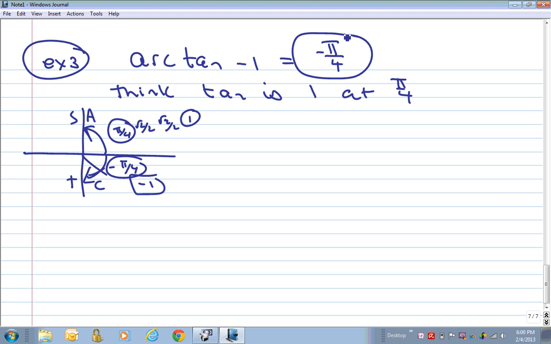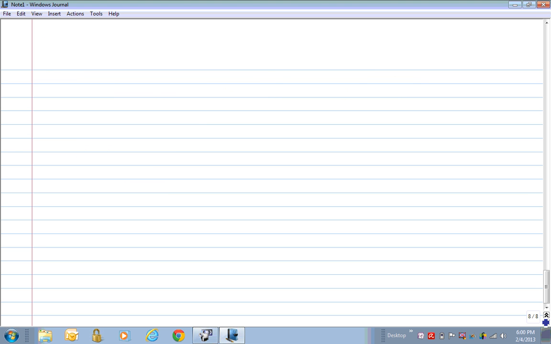Negative pi over 4. All right, the last thing I want to discuss is compositions, just a little bit. In regular compositions, we have things like f of g of x or g of f of x. We're going to have some things like this, except they're going to be with trig functions. Let's take a look at 3 examples, and then that'll be it for tonight.